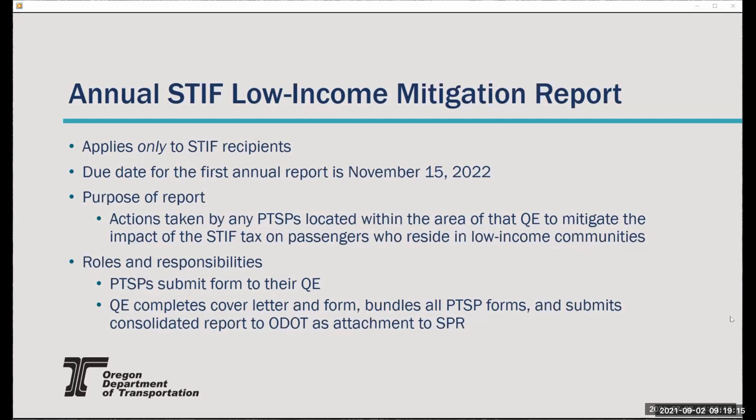I'm going to give you a quick overview of the process for submitting this special report. So the low-income mitigation form and supporting documents can be found on the SDIF website and are linked in this presentation. And essentially what happens in this process is the QE collects a low-income mitigation form from each of the PTSPs that fall within its area of responsibility.